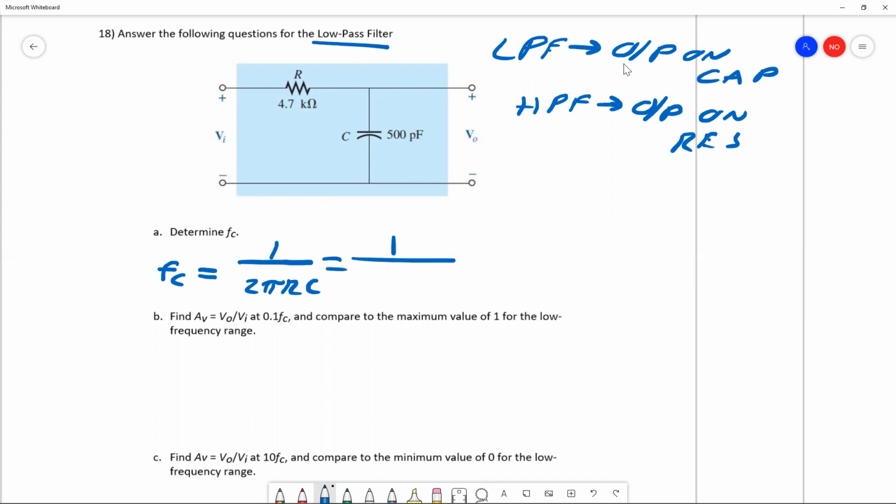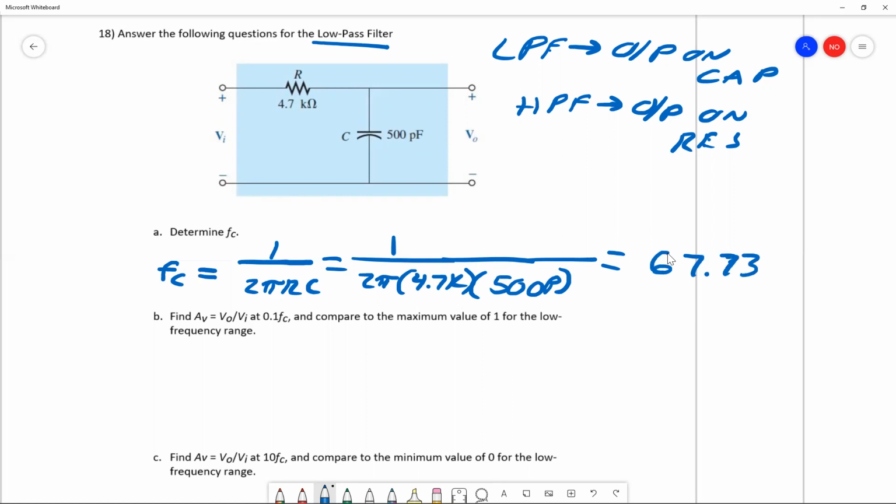So we're gonna say R in this case is 4.7 K, and then the capacitor is 500 pico, pico being 10 to the negative 12, my apologies. So we do that, and we're going to get roughly 6.773 kilohertz. Remember, this is going to be in hertz or kilohertz or some other metric prefix of hertz.